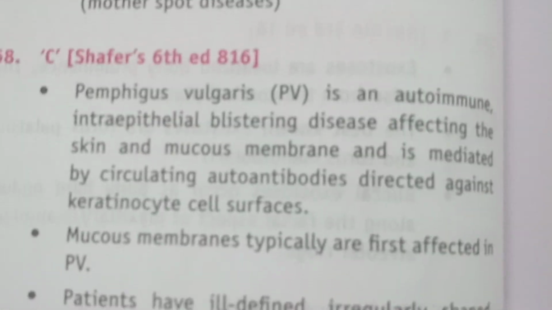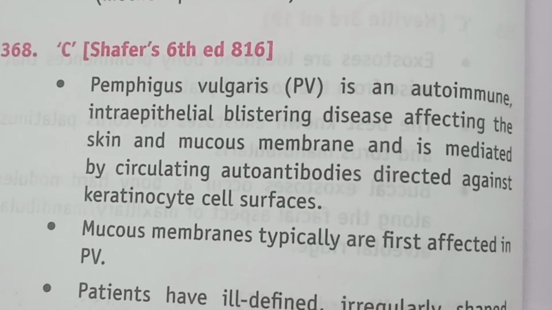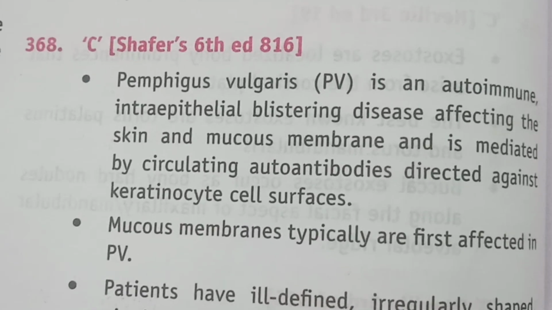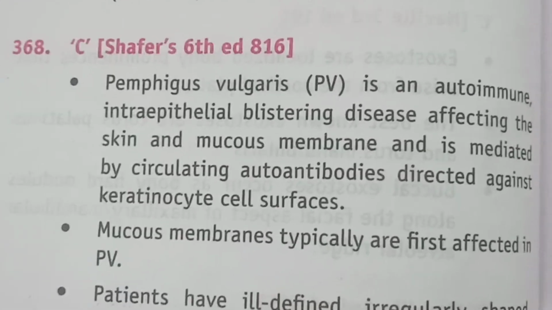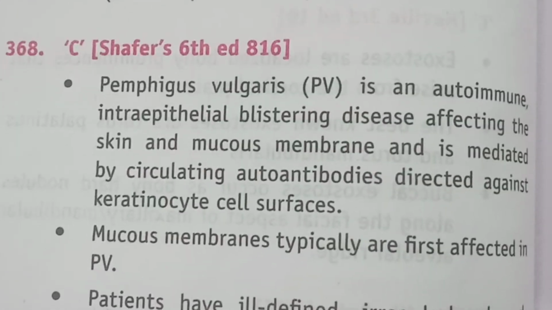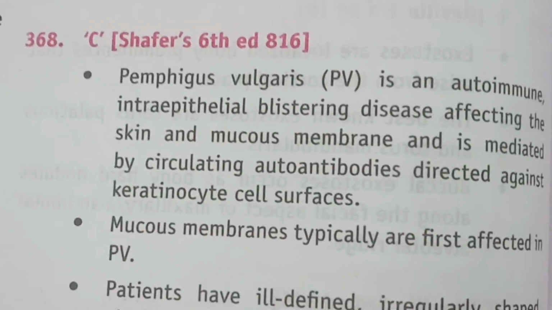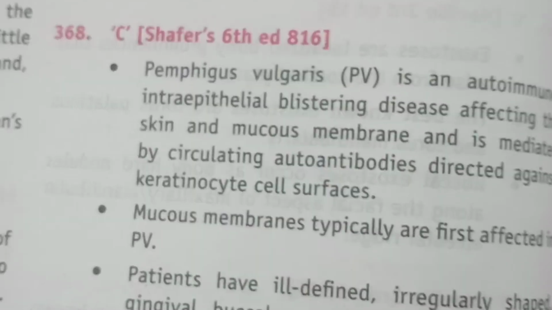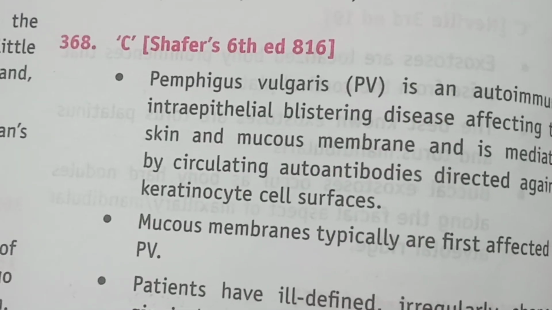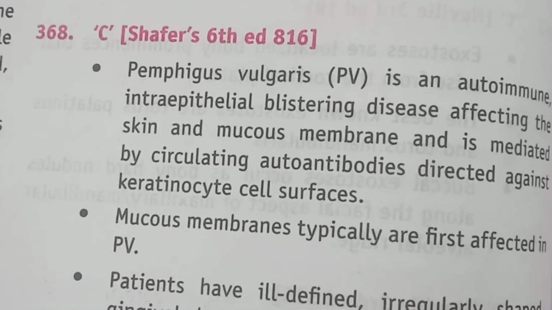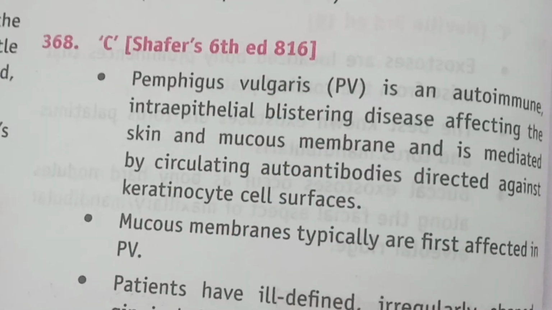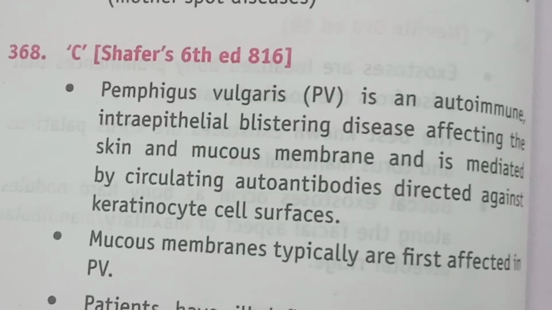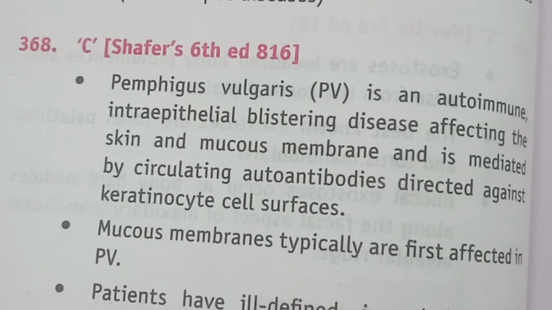Now the explanation part of the question. Pemphigus vulgaris is an autoimmune intraepithelial blistering disease affecting the skin and mucous membrane and is mediated by circulating autoantibodies directed against keratinocyte cell surfaces. Mucous membranes typically are first affected in pemphigus vulgaris. Patients have ill-defined, irregularly shaped gingival, buccal or palatal erosions which are painful and slow to heal. We'll go to the next question.